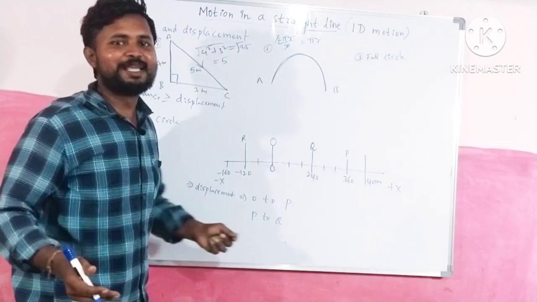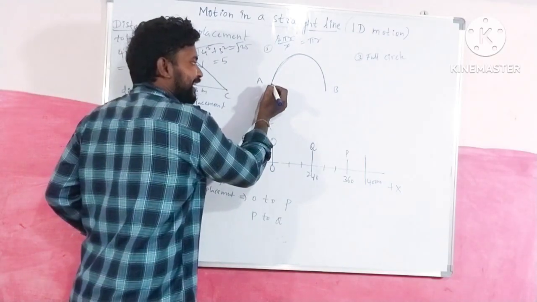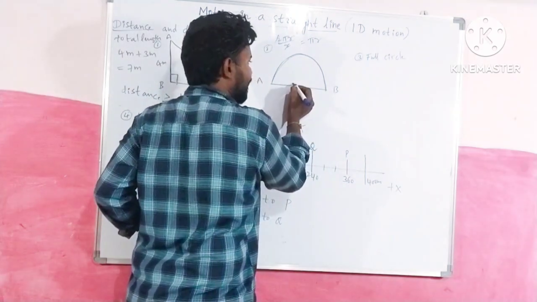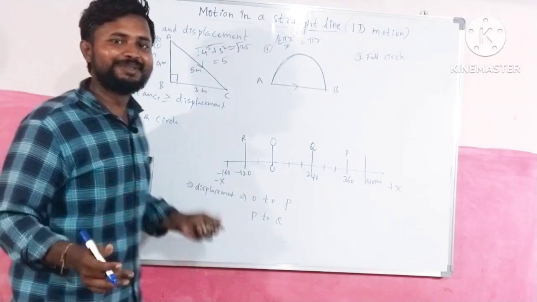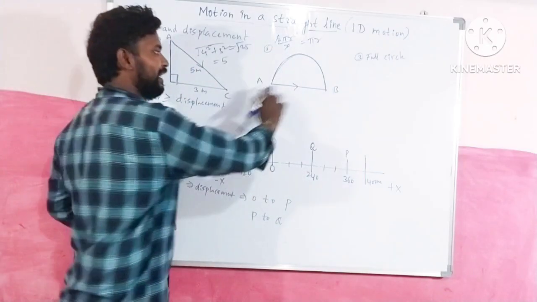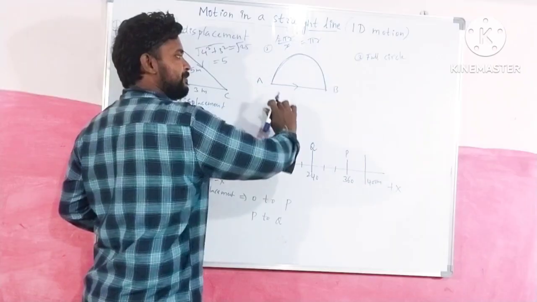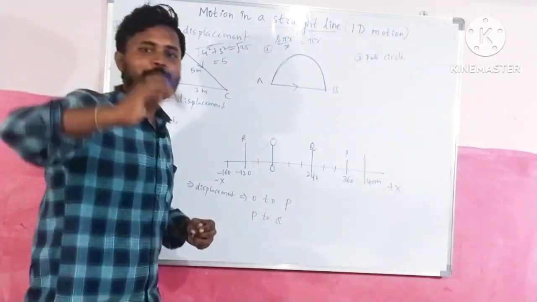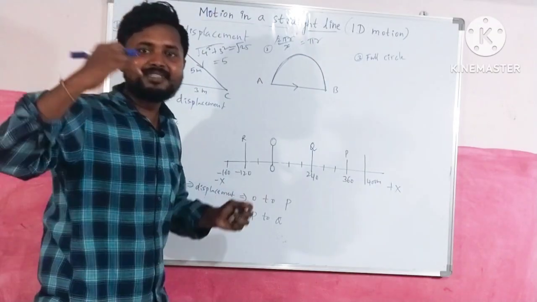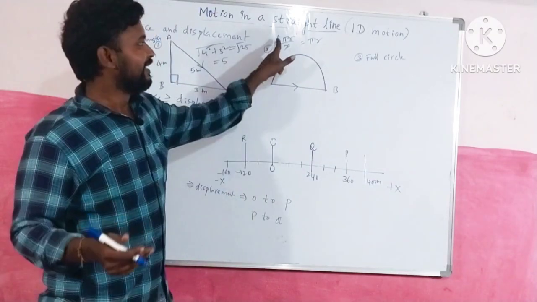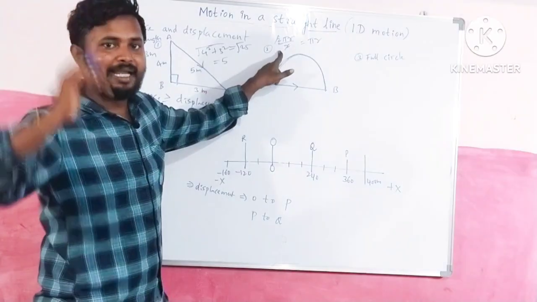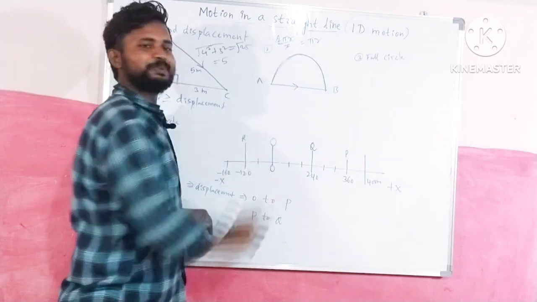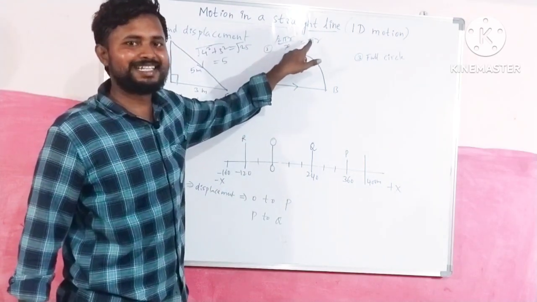What is the displacement? When you join the initial point and the final point, it gives the displacement of the body. In this case, displacement is the diameter of the circle. A body moving in a circular path completes half revolution. The total circumference is 2 pi r, half means divided by 2, so here distance is pi r.